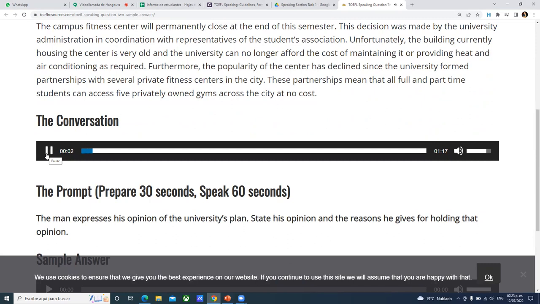What do you think about this announcement? To be honest, I'm completely opposed to the plan.